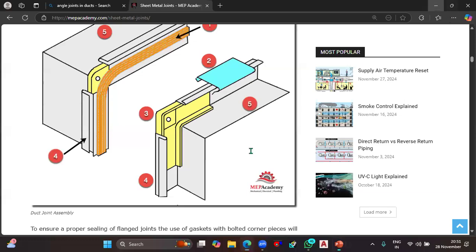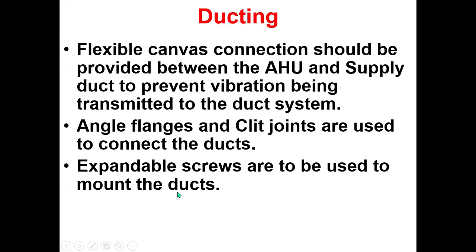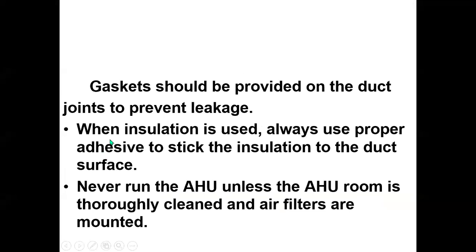Okay, next, you can see expandable screws are used to mount the ducts, which means the threaded drops. That's it. Later, we always need to place gaskets on the joining of those ducts. That means if you are connecting two ducts on the open side, on the connection piece, normally you will have flange ends. Flange means you have some kind of 4 holes provided on the ductwork, and it should be connected with the help of nuts and bolts.